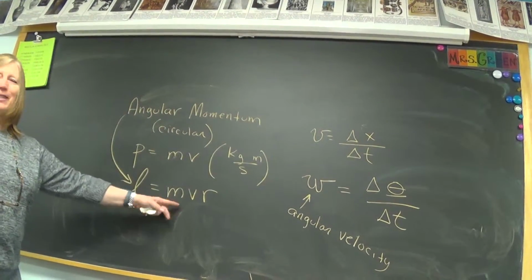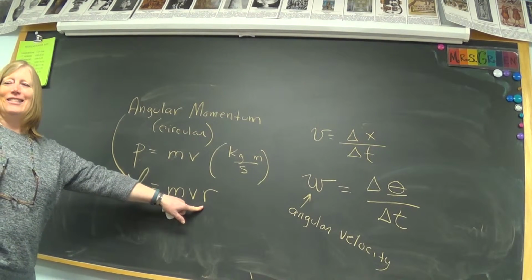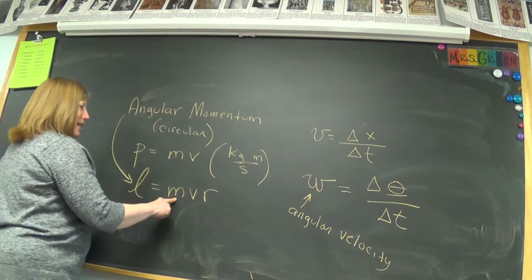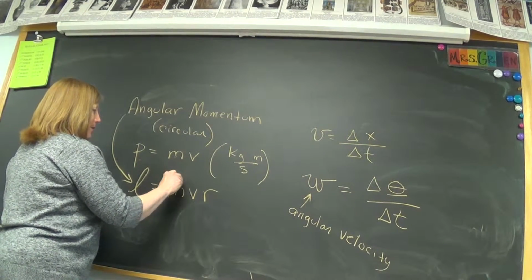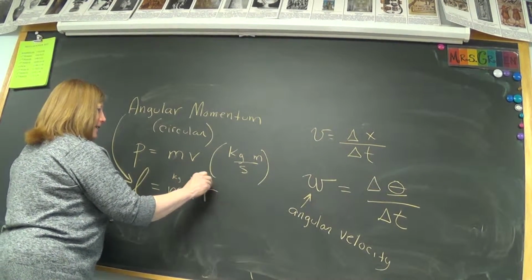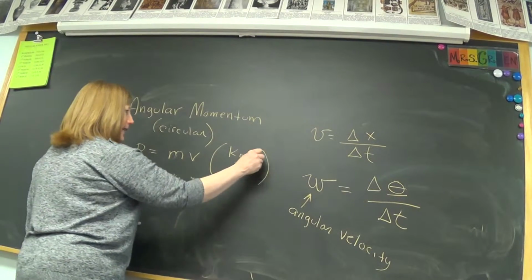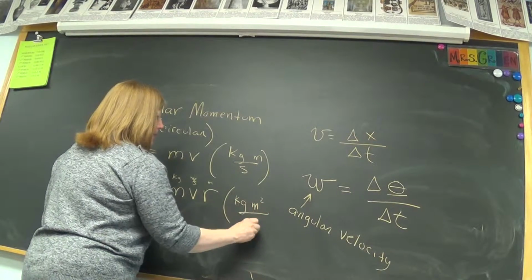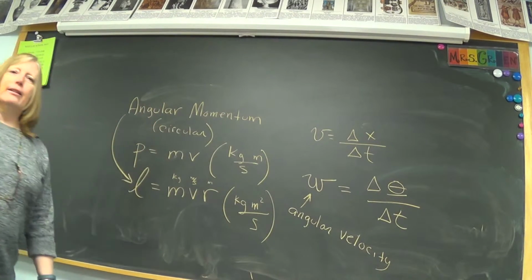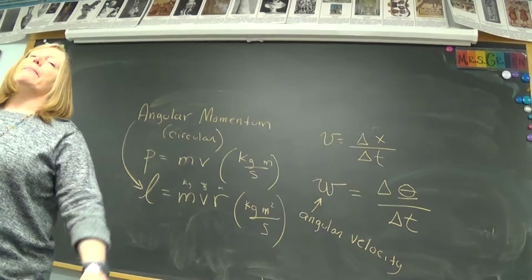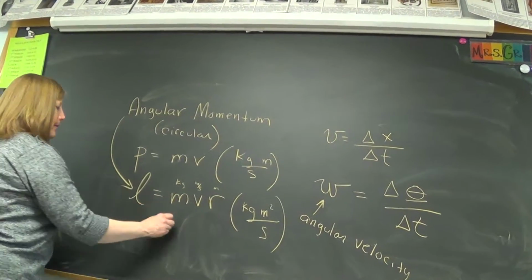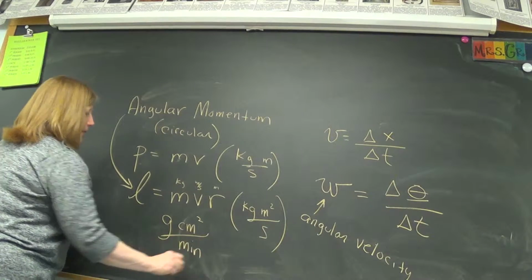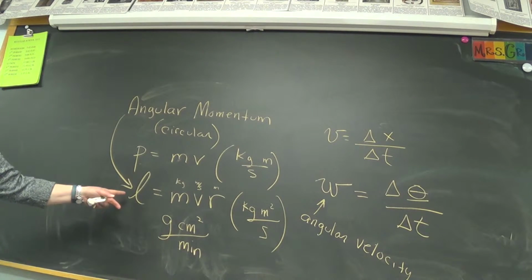What's this going to be, because we added an R? And R is a radius in meters. So this was kilograms, this was meters per second, and then we've added another meters. So all it does is kick up the meters to meters squared. And that should make sense to you. I'll make up another one: grams, centimeters squared per minute. And that would be a legitimate unit for angular momentum.